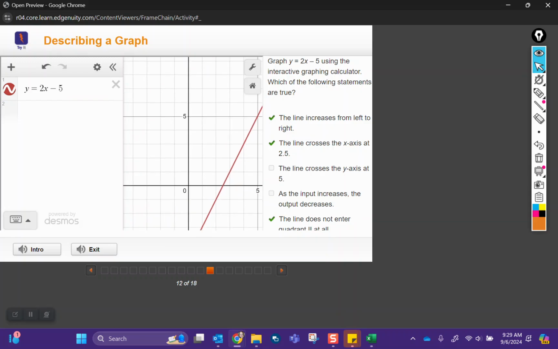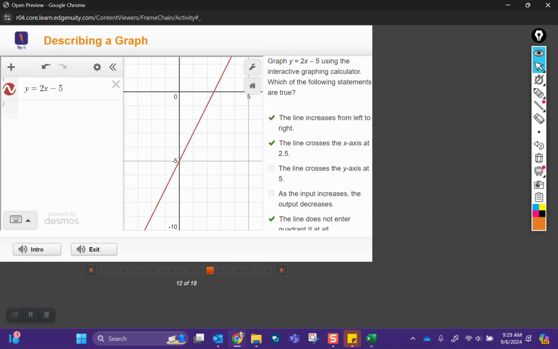Nope, there's 5 right there. It probably crosses at negative 5. Yep. As the input increases, the output decreases. No, we already said it's increasing from left to right.